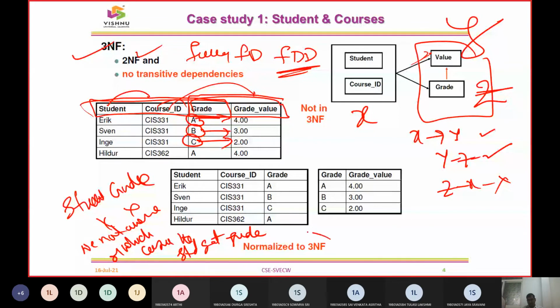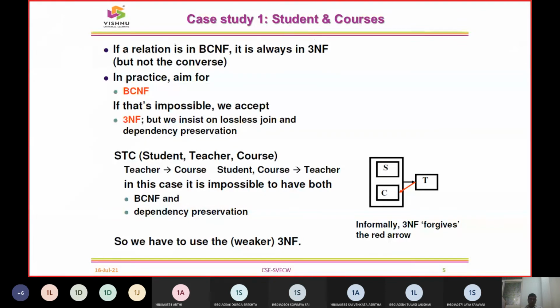Therefore, what to do? We have to go for normalizing the scenario into the third normal form. We need to push this case study towards normalizing into the third normal form. So how are we going to normalize the things? Wherever the dependency arises, that dependency, value and grade, and grade and value, they are going to be put together. Similarly, the student, course and grade, these 3 items are going to be put together to bring out the third normal form.